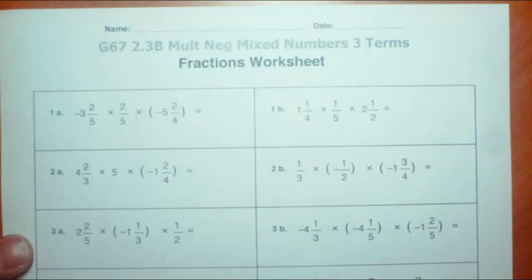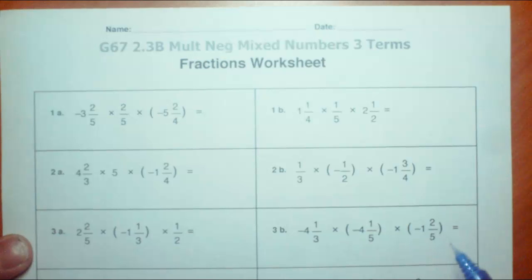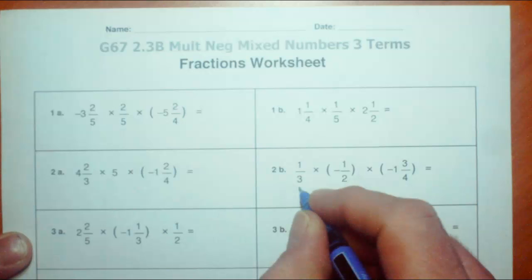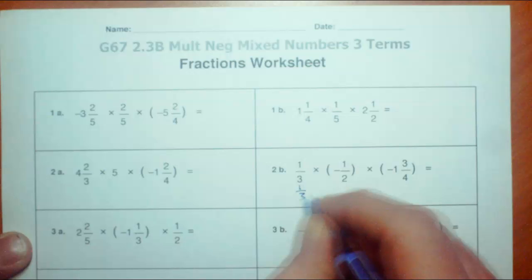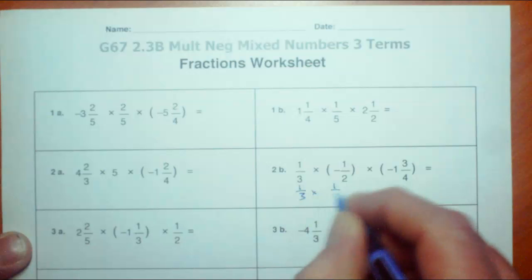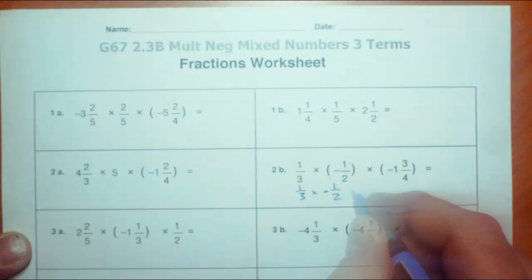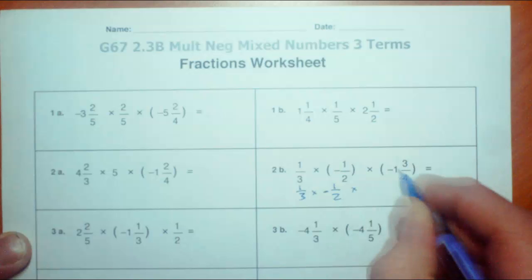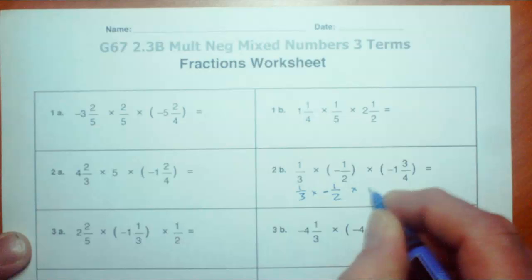So the first thing you're going to want to do is make sure that your fractions are all written in terms of improper fractions. So let's do this one. This one's going to stay 1/3 times negative 1/2, times this one here. I'm going to make it into an improper fraction. 1 times 4 is 4, plus 3 is 7. This is going to be a negative 7/4.